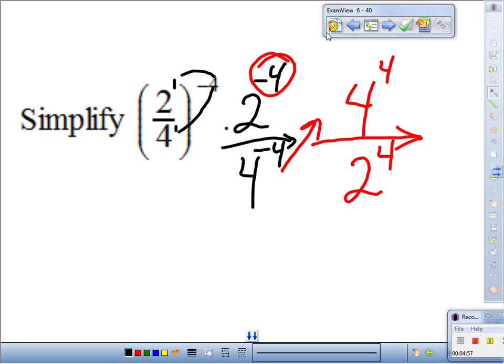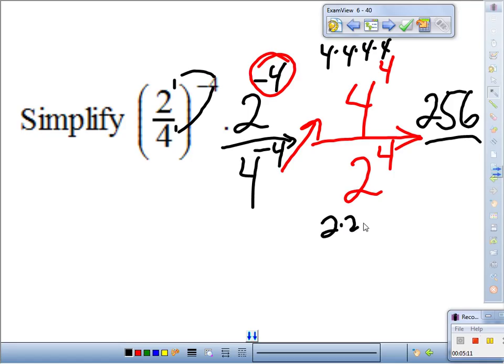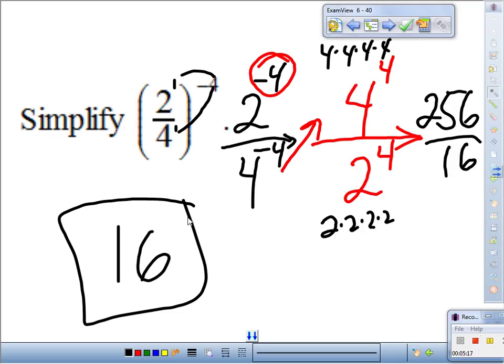This means 4 times 4 times 4 times 4. What is 4 times 4? 16. 16 times 16 is 256. This is 2 times 2 times 2 times 2, which is 16. What is 256 divided by 16? 16. Make a note. Good? All right, let's go to number 7.